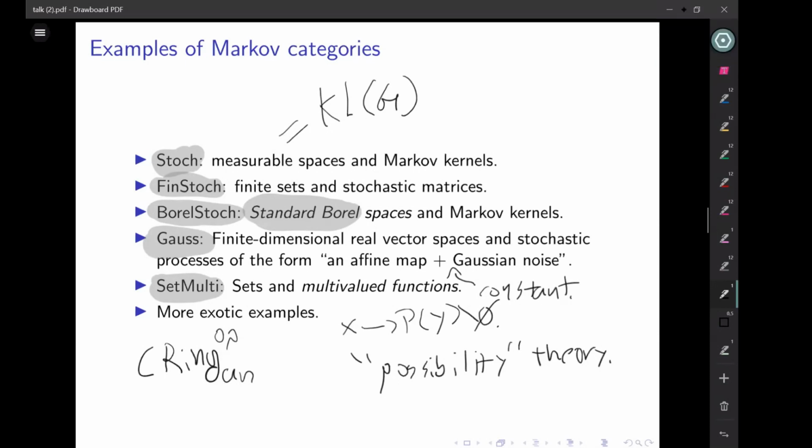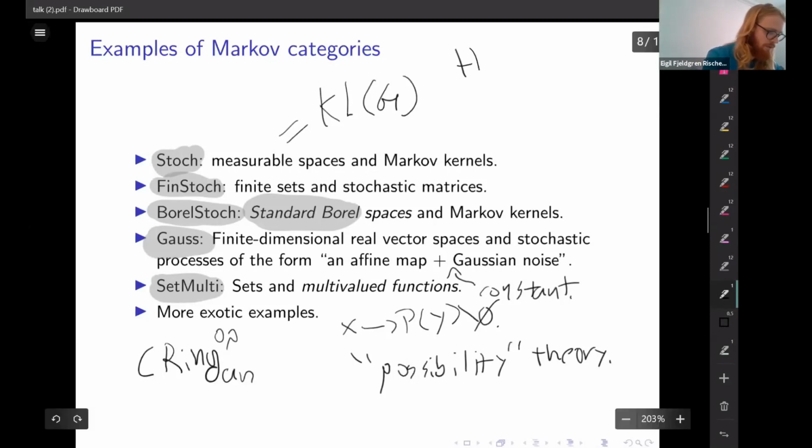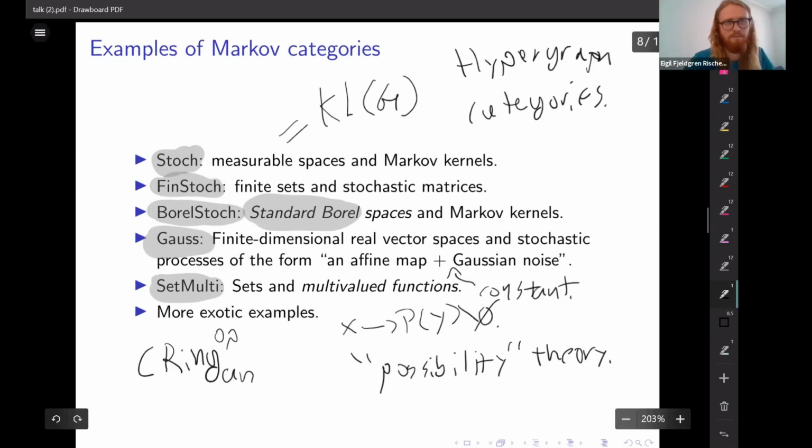Another example, which I don't know how many people here are familiar with, is the hypergraph category, which Brendan Fong has been developing. Out of any hypergraph category, you can extract a Markov category, which is also going to be a really weird example. If you don't know what a hypergraph category is, don't worry about it. It doesn't really have anything to do with probability theory. The point here is that there are many weird examples that are not obviously connected to probability theory.